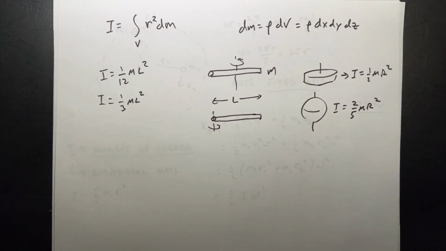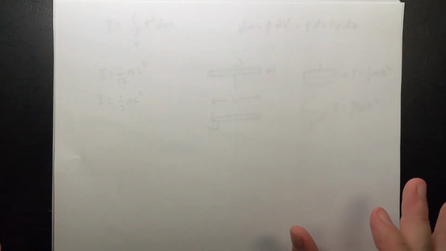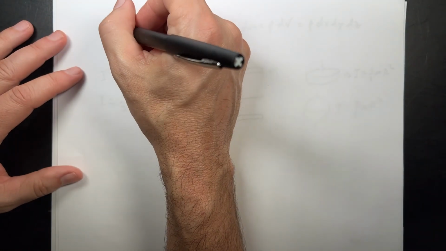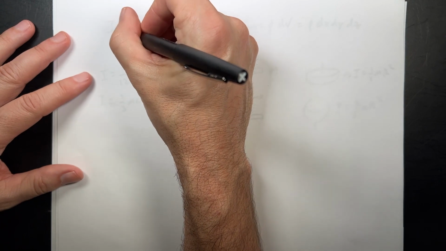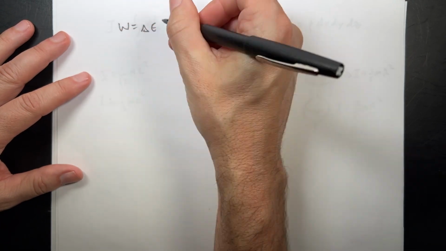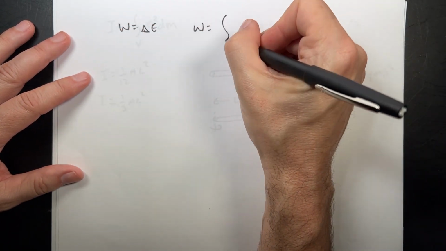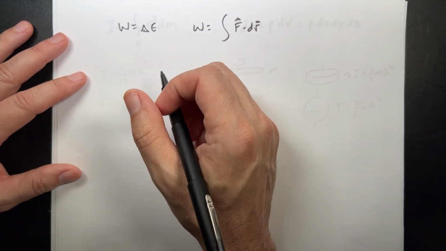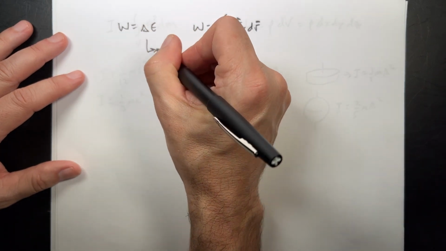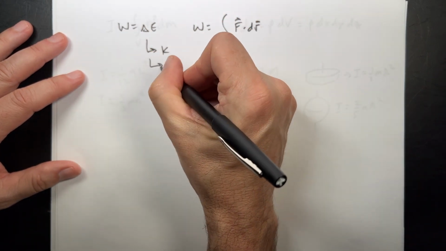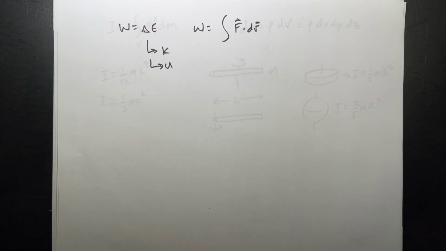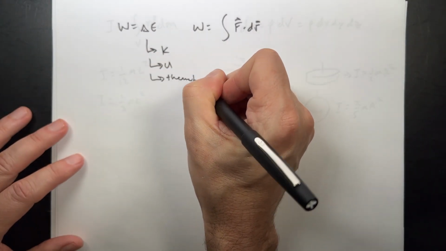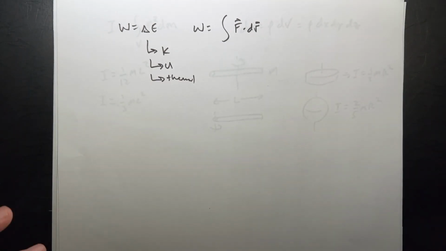Okay, we have one more thing. I'm going to tell you what we're talking about here, and then I'm going to show you an example. This is another way to think about the work-energy principle. Remember, work is the change in energy, and we calculate work as F dot dr. The change in energy depends on the kind of system, but we could have things like kinetic energy, potential energy, thermal energy. Okay, so let's consider the following situation.